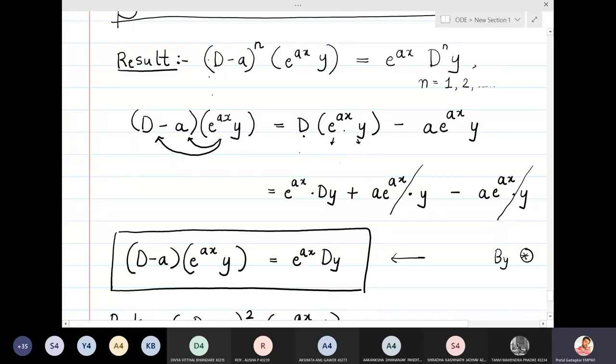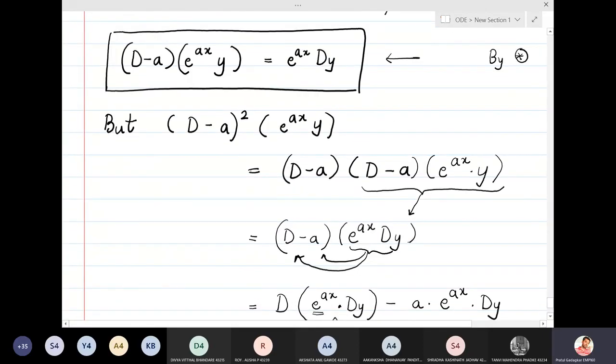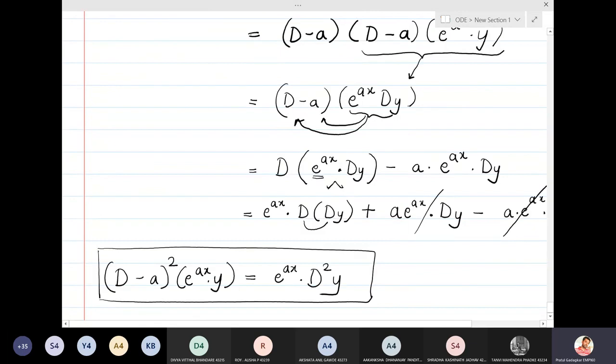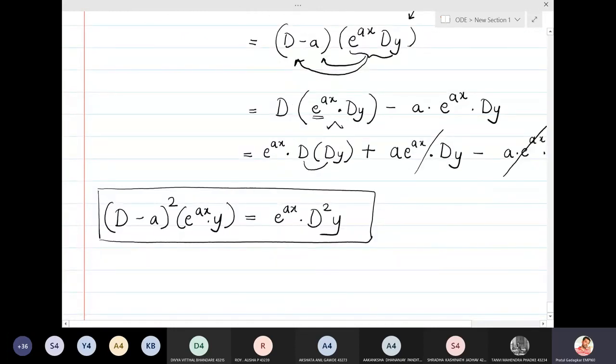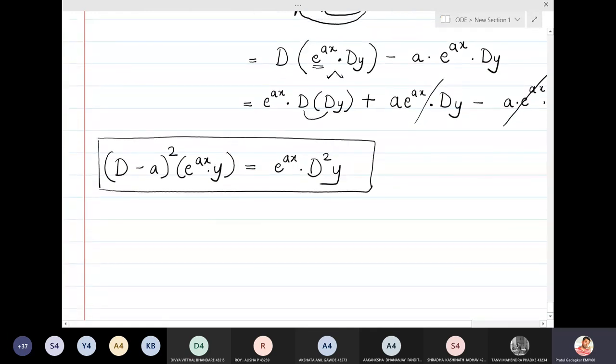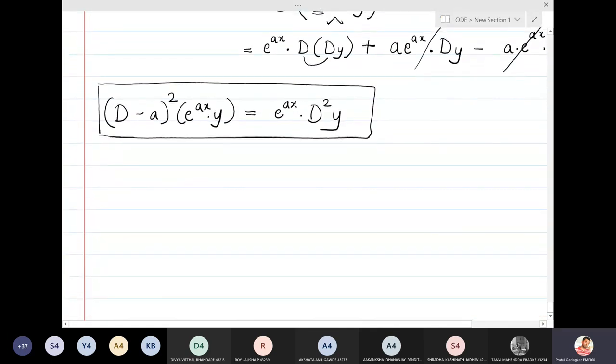So this is the result, and how have we proved it? We will not say that this is a proof, but we will say that we have verified this result. I'm trying to give a brief justification or verification, I will say. This result can be proved using induction, but we will not do that part now. So in general, instead of using D minus a and all this, I will write the most general form of this particular result. So I will generalize this.